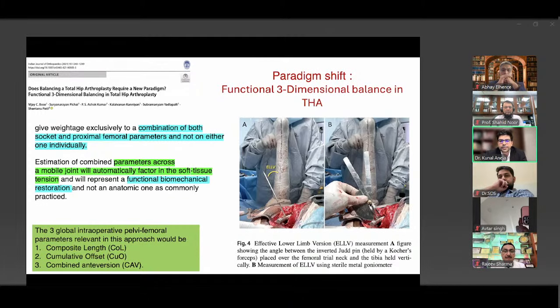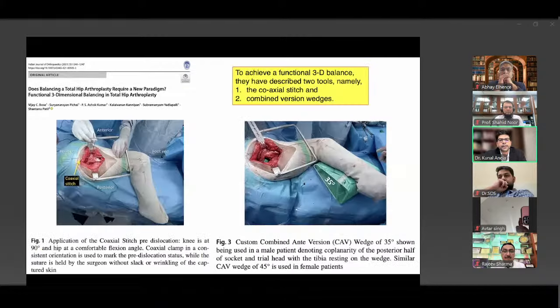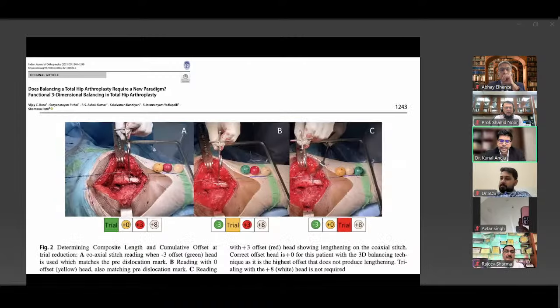And they have described the effective lower limb version angle. They have described 2 particular things. One is a coaxial stitch for limb length restoration and how it gets affected by changing the offsets. And second is the combined version wedges. And they have eloquently described the change of the femoral head, how it changes the version and how we offset, and how we can change it intra-op and how we can verify it intra-op.